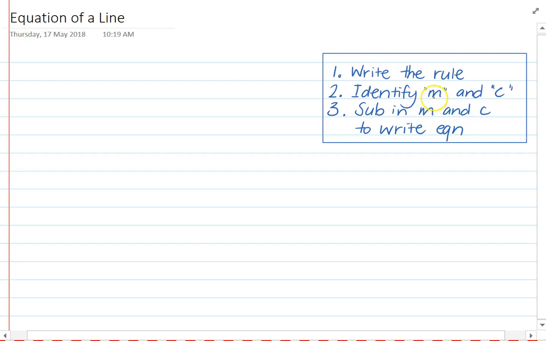So step 1, write the rule. Step 2, identify the gradient and y-intercept. Step 3, sub in those values to write your final equation. So let's take a look at this example.